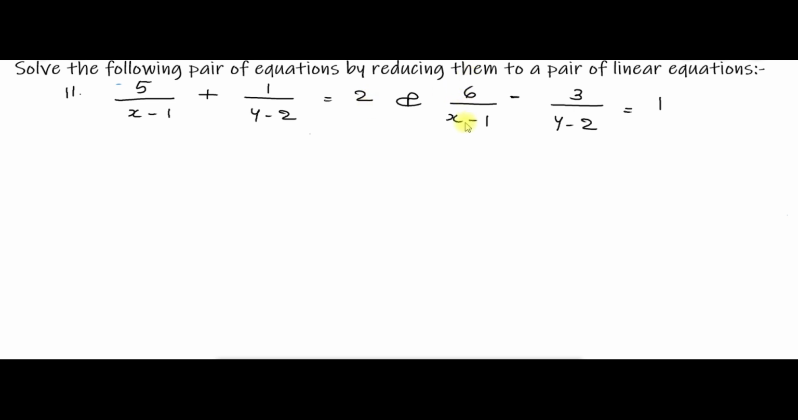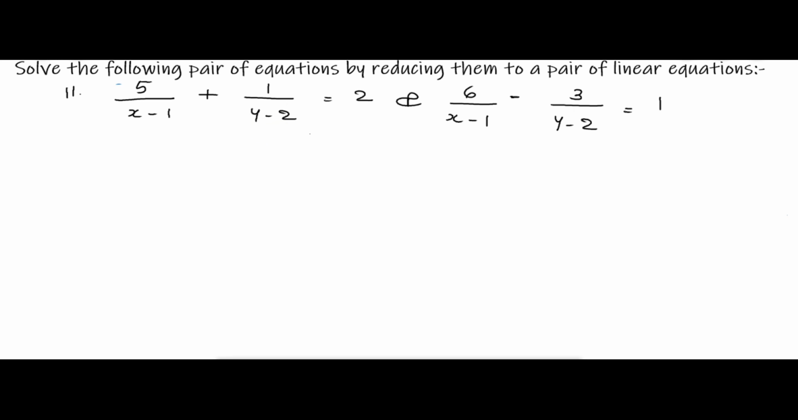Second question, 5 by x minus 1 plus 1 by y minus 2 is equal to 2 and 6 by x minus 1 minus 3 by y minus 2 is equal to 1. So here also this question is not of the form ax plus by plus c is equal to 0. So first you have to substitute 1 by x minus 1 is equal to p and 1 by y minus 2 is equal to q.